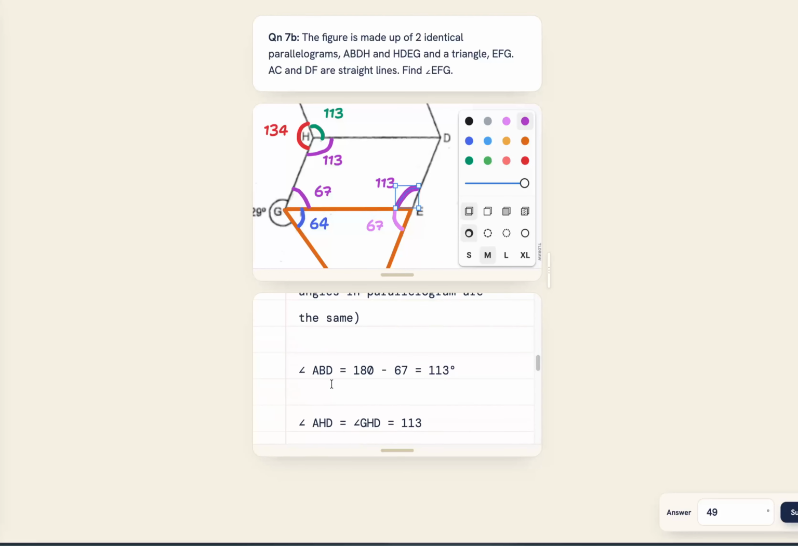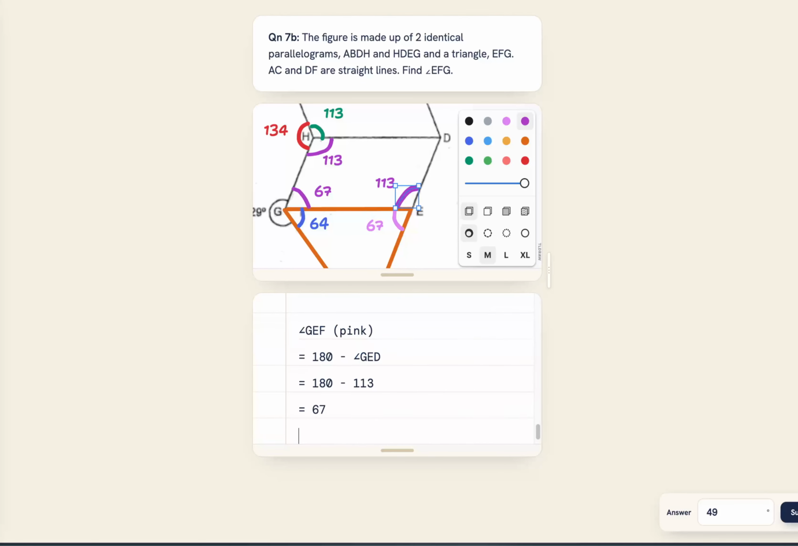From here, we can get the final equation. This is what we're looking for, EFG. So 180 minus FGE minus GEF. FGE is 64, minus 67 degrees, and this will be equal to 49 degrees. So I see over here.